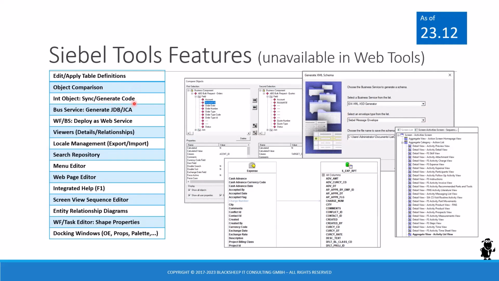I'm not reading the whole list, but: synchronize, generate code for integration objects, business services, deploy as SOAP service. We have to say today, because there's REST as well. The detail viewers are very cool on business component, view details. Or the screen, I have a screenshot here, that screen view sequence editor. Anybody ever used that? No. I don't think I've ever used that.